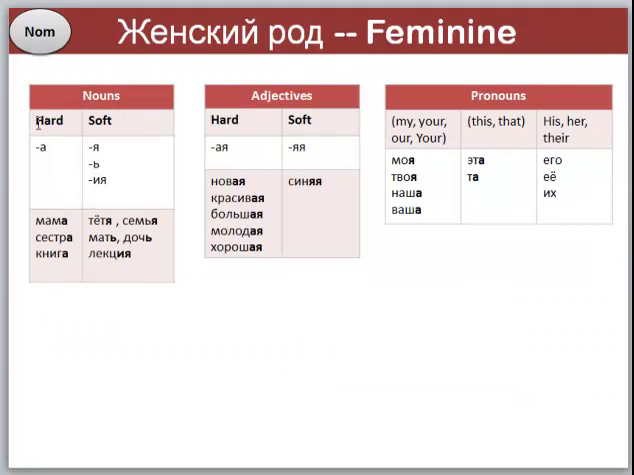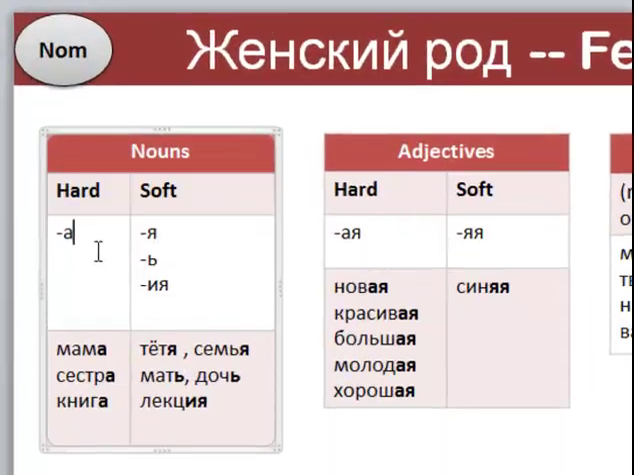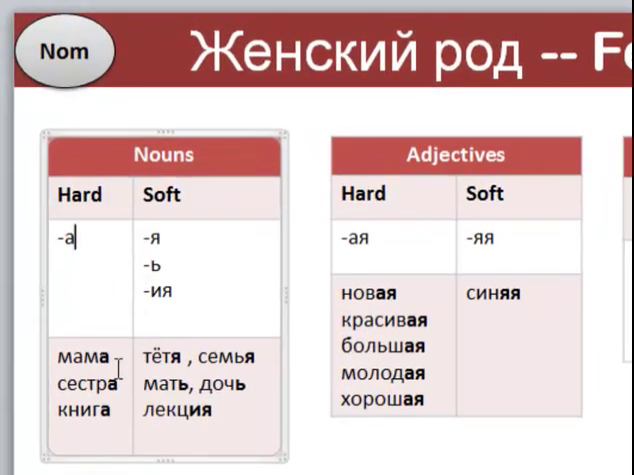Feminine nouns can also have hard or soft endings. The hard ending is а. For example, мама, сестра, книга. Soft ending is я, for example, тетя, семья. Soft sign, for example, мать, дочь. And ия, for example, лекция.